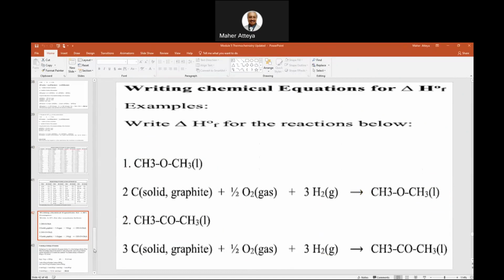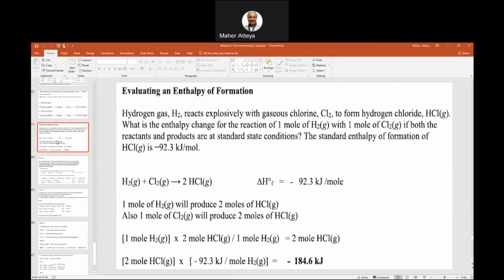Let's look at this: evaluating an enthalpy of formation. Here it is, the same thing we did. That's another example. These are your reactants, this is your product. I go back to my table. I need HCl, I need hydrogen gas, I need chlorine gas, correct? So you have to look at all those here. Go back.